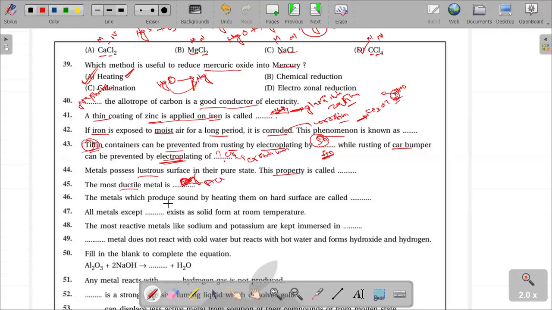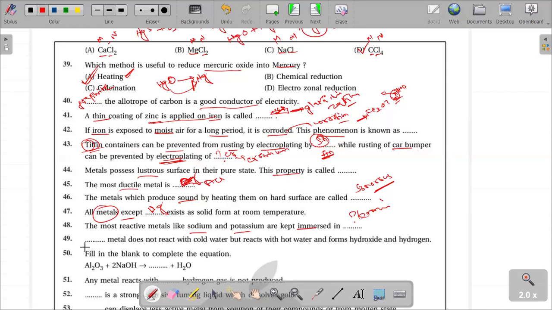And next, the metal which produces sound is sonorous. All the metals except dash exist as solid at room temperature. Mercury. And next, the most reactive metals like sodium and potassium are kept immersed in dash. Kerosene.